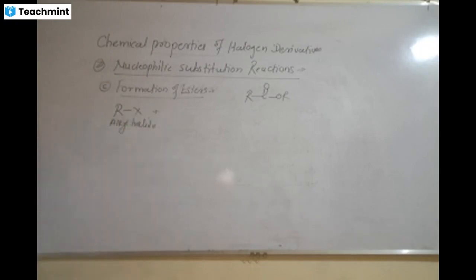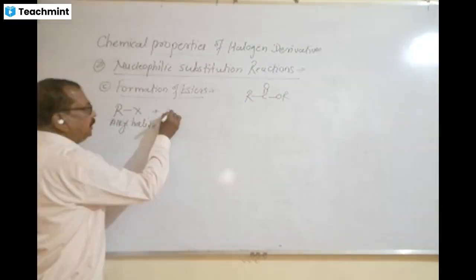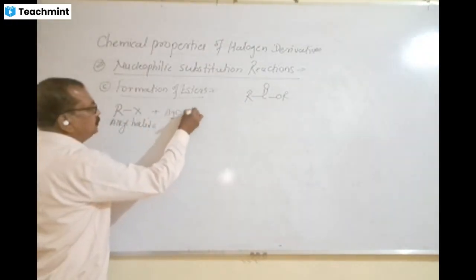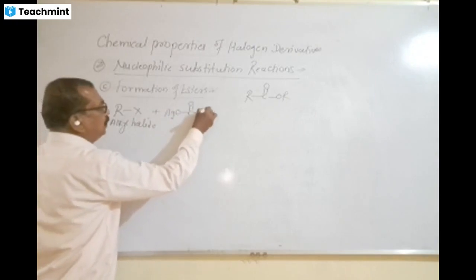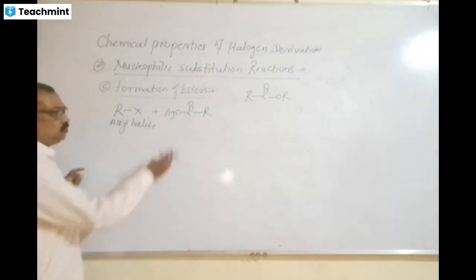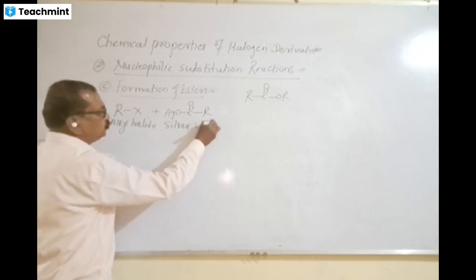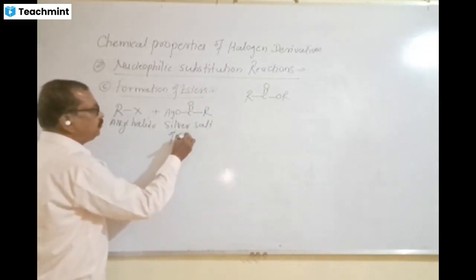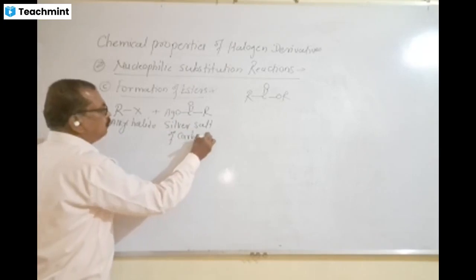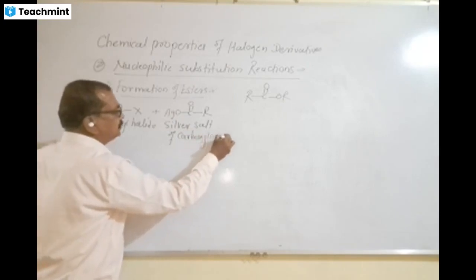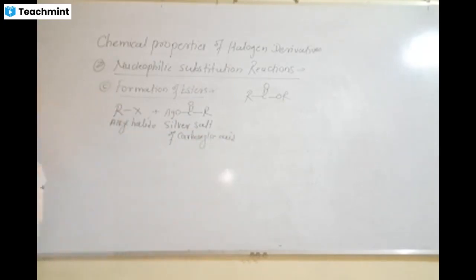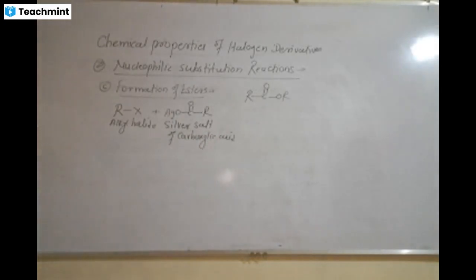When alkyl halides are treated with silver salt of carboxylic acid, AgO, C double bond O R. This is the general formula for silver salt of carboxylic acid. Silver salt of carboxylic acid.